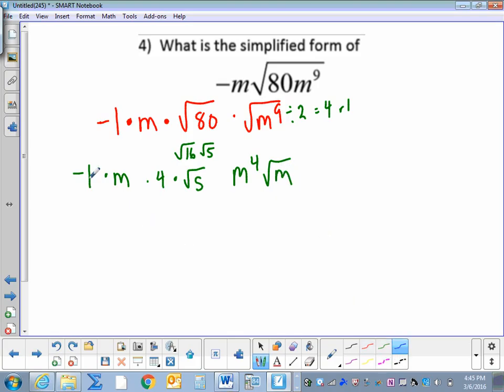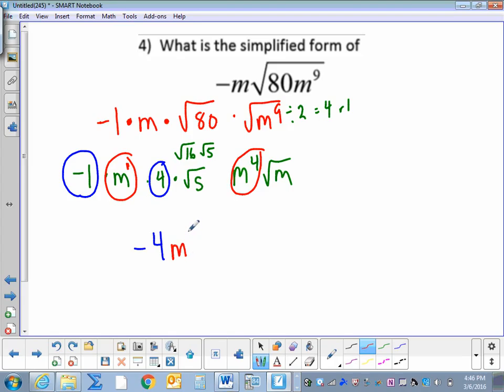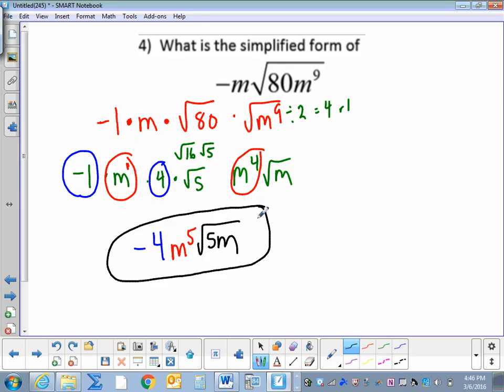So let's look at all the numbers on the outside. We have a negative 1 and a 4. So that's a negative 4. Let's look at the variables on the outside. We have an m to the 1 and an m to the 4. So that's m to the 5. And let's look at what's under the radical. We have the number 5 and we have the variable m. So negative 4 m to the 5th times the square root of 5m is the simplified form.